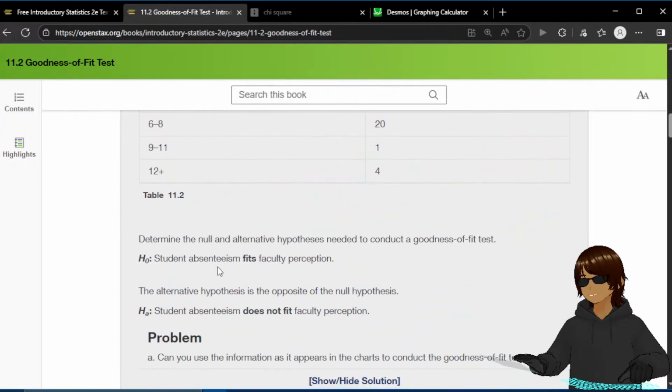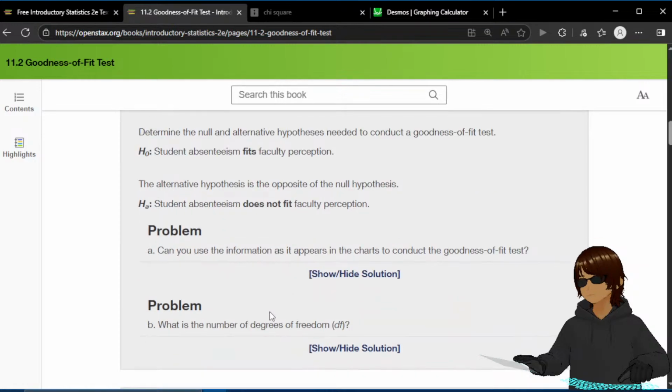The null hypothesis: student absenteeism fits faculty perception. The alternative hypothesis is the opposite of the null hypothesis: student absenteeism does not fit faculty perception.